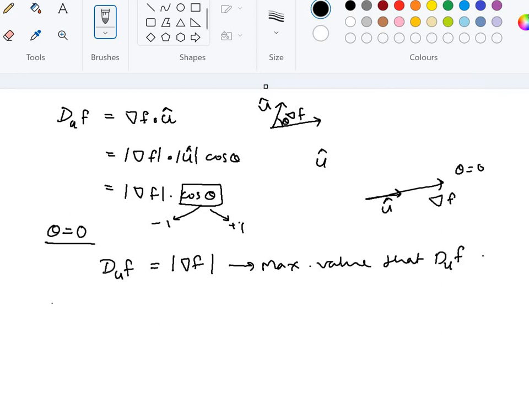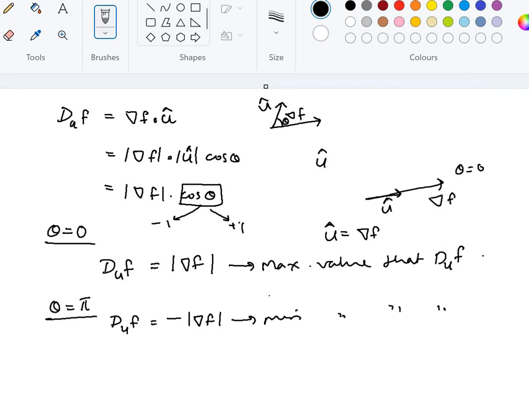Okay. Now suppose theta is equal to say pi, then cos theta becomes cos pi, and cos pi is -1, right? So then du cap f is equal to minus of mod del f, and this is the minimum value that du cap f can take. Or you can say that the slope will be maximum in the direction when u cap is the same as the direction of del f.